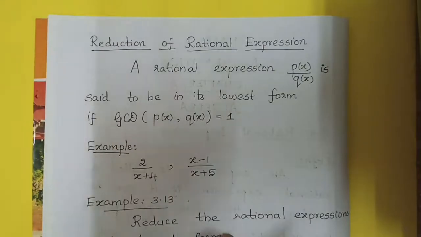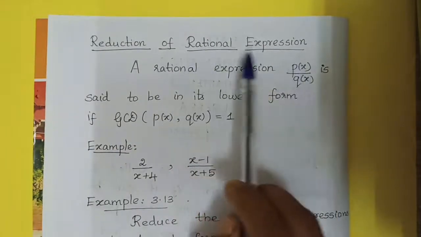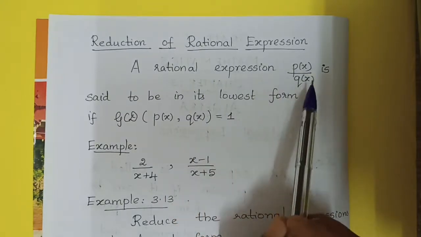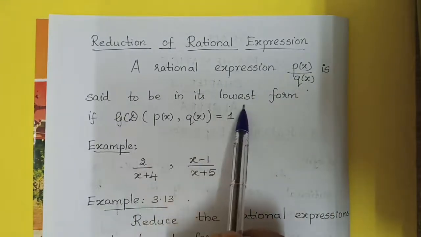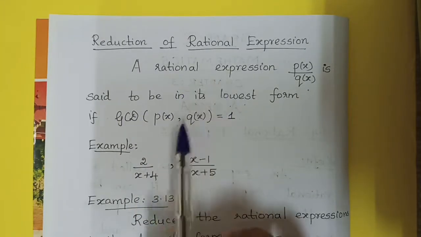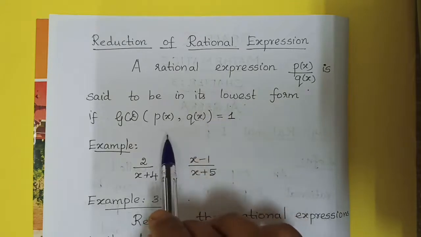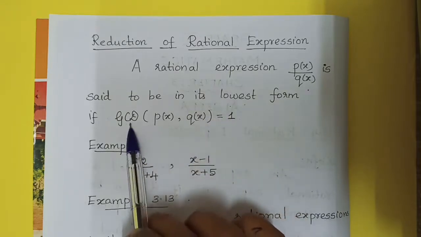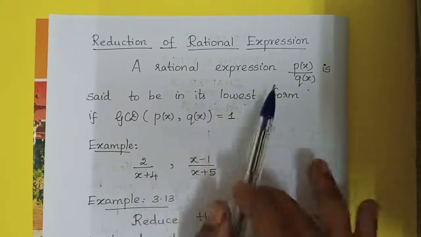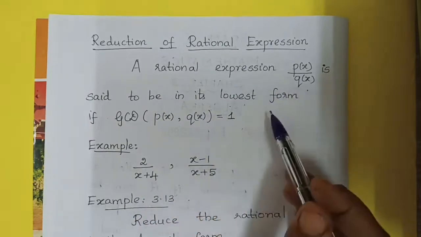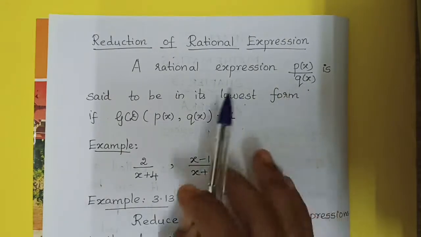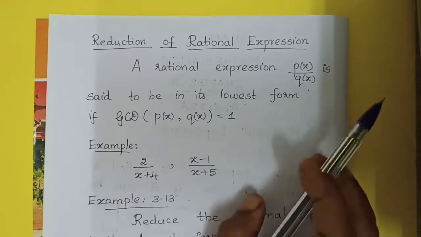And then, listen, reduction of rational expression. That means a rational expression P of x by Q of x is said to be in its lowest form when there is one condition. See the condition: the GCD of the two polynomials should be 1. There is no common factor between the two polynomials. If there is any common factor, we need to cancel that. And then the last form is the reduced form.